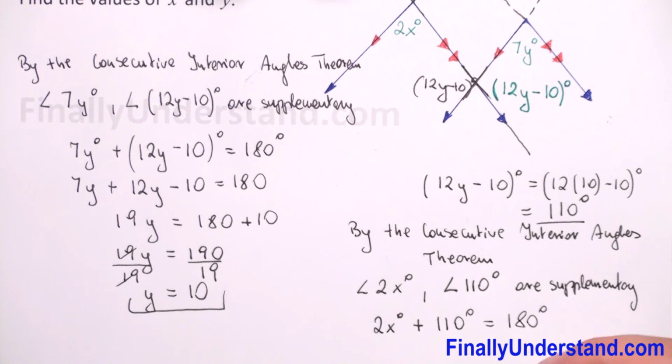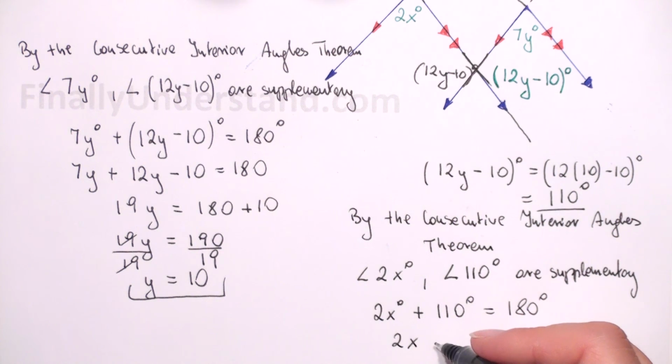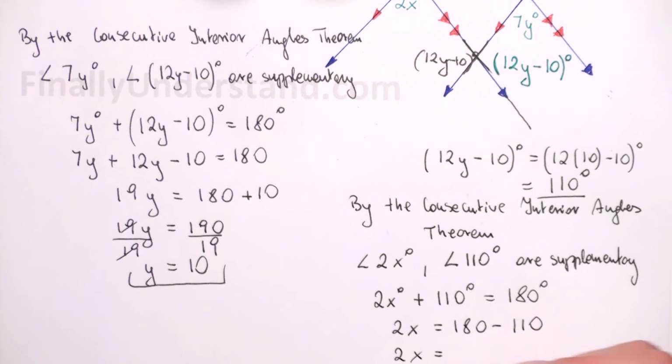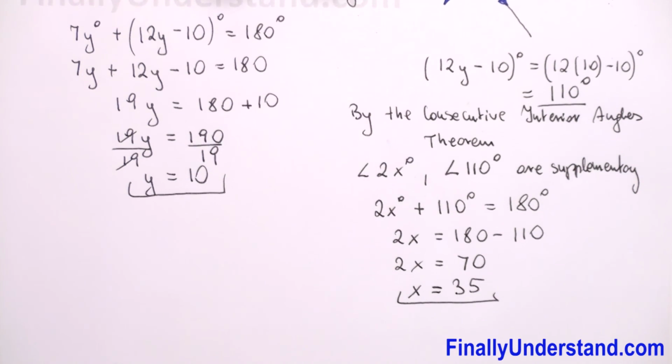So now let's forget about degrees. So we have 2x and we can move 110 to the right side. So we have 180 minus 110. So we have 2x is equal to 70. Now we divide both sides by 2, so we have x is equal to 35. We found x and y. So this is my solution.